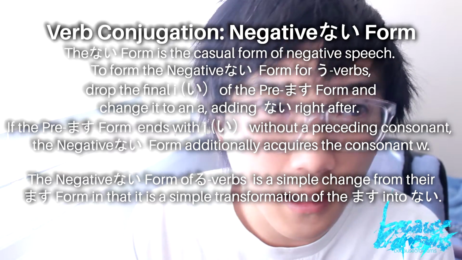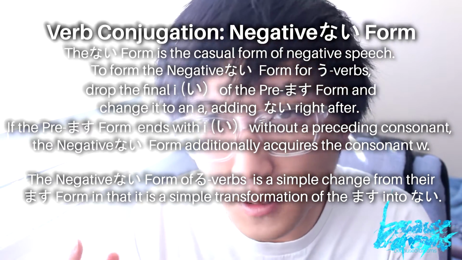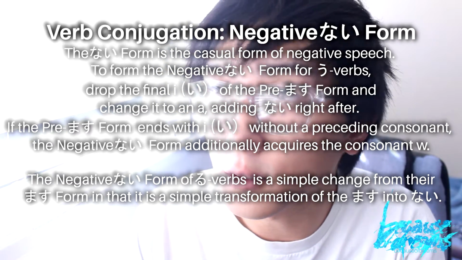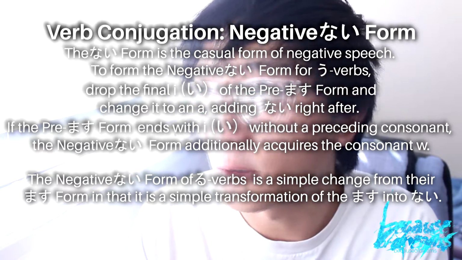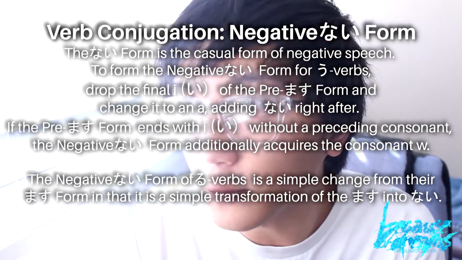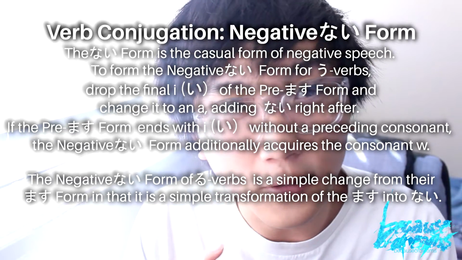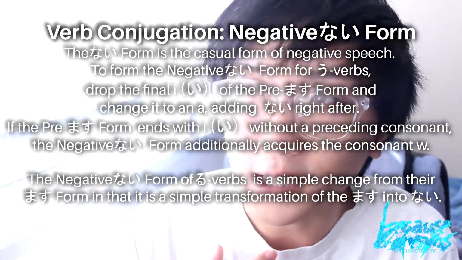In order to get the hang of conjugating verbs into the negative ない form, we have to split the guideline into two criteria, one for the u-verbs and one for the ru-verbs. And of course, if you don't know the distinction between u-verbs and ru-verbs, that was also covered in a previous video, which you should definitely watch before watching this one.